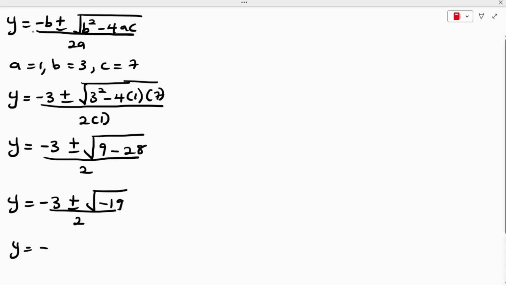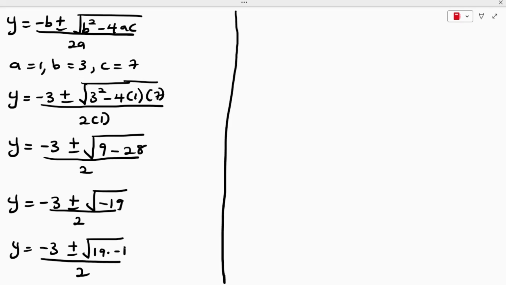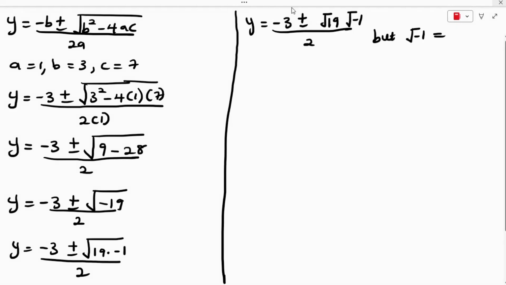And y is equal to minus 3 plus or minus, so this is going to become 19 multiplied by minus 1, over 2. And from here we have that y is equal to minus 3 plus or minus the root of 19, the root of minus 1, over 2, but the root of minus 1 is equal to i, so we have that y is equal to minus 3 plus or minus the root of 19 i over 2, right? So we have this to be the value for y.